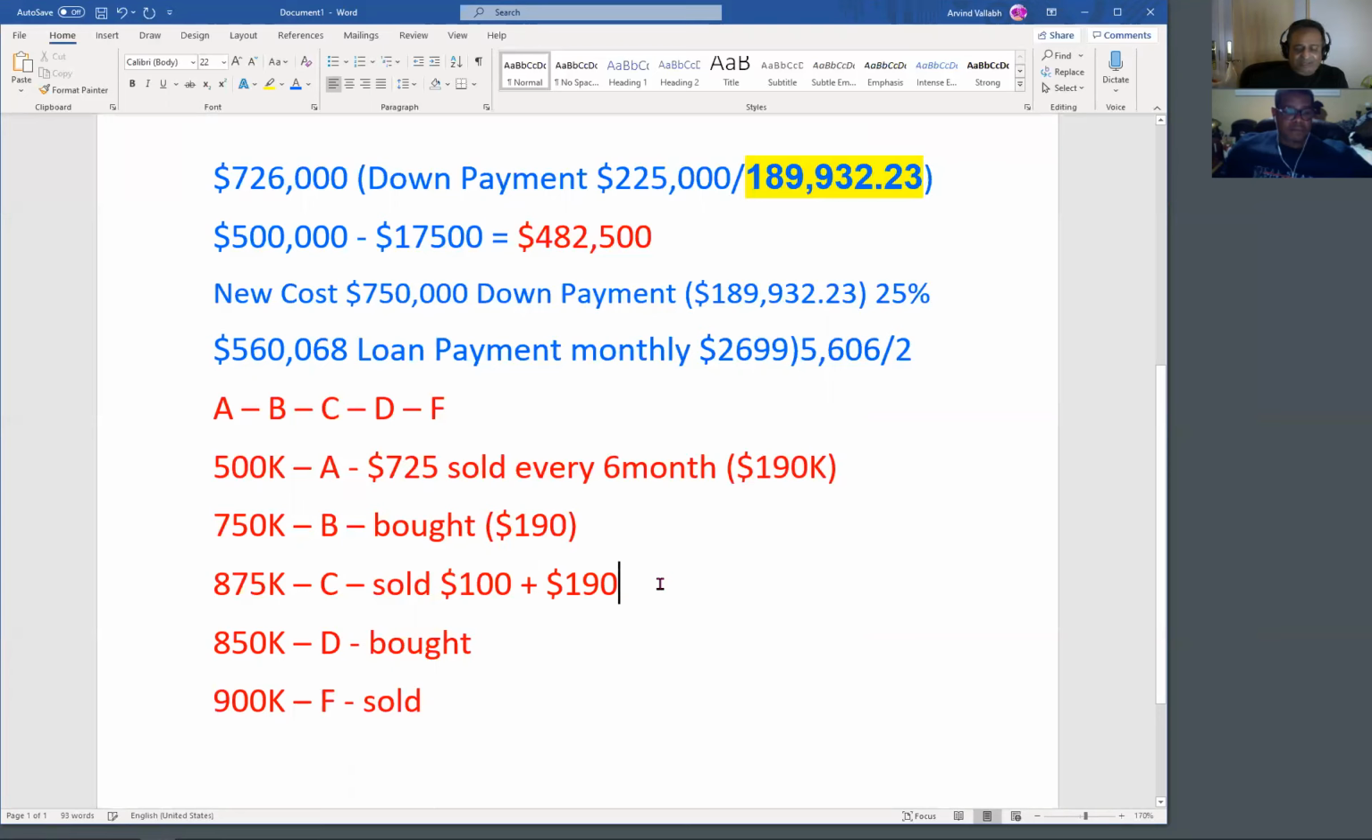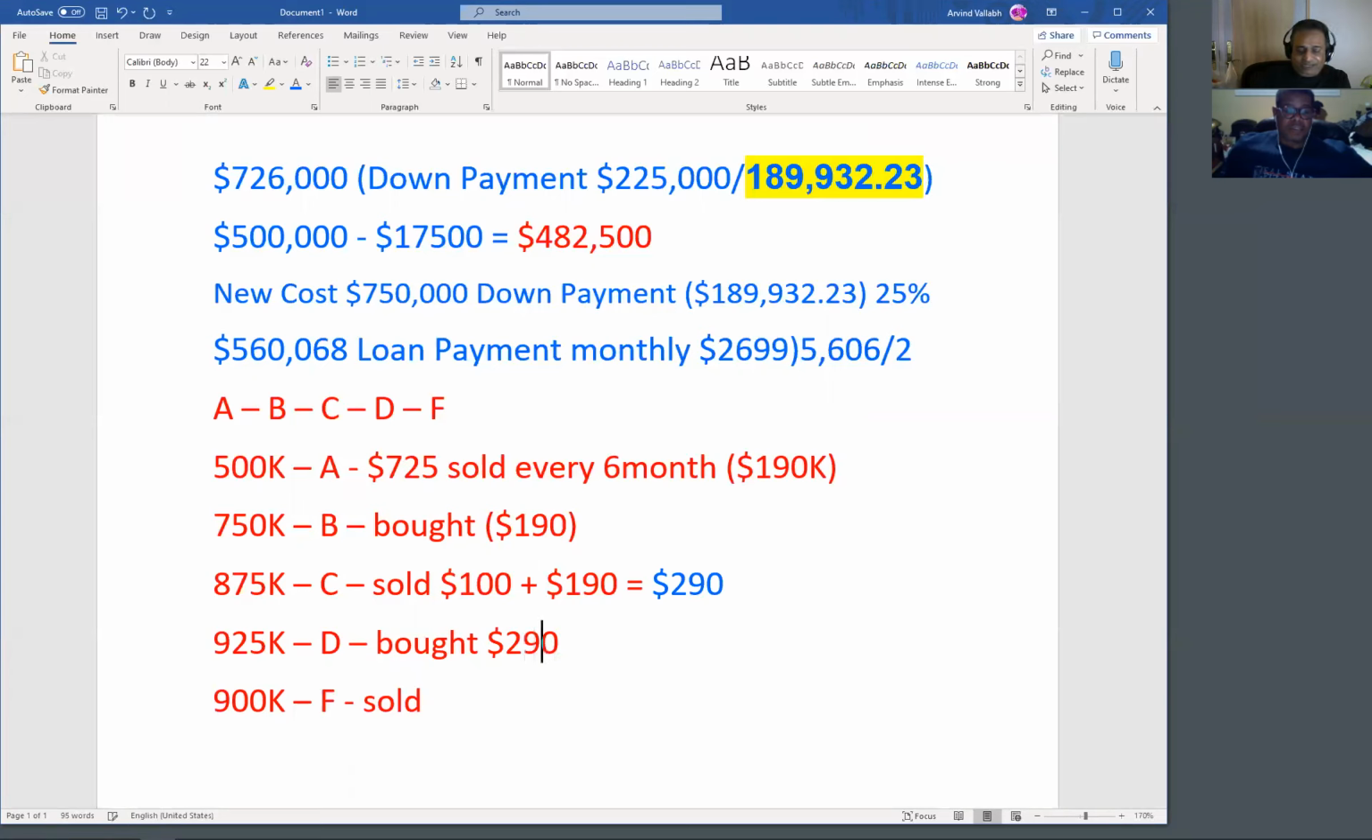So now what is your total you got now? 290. Awesome. So this becomes the new down payment to buy the new house, right? So you're going to buy a new house. You sold it at 825. What would you buy it at? Say you buy it at 925.